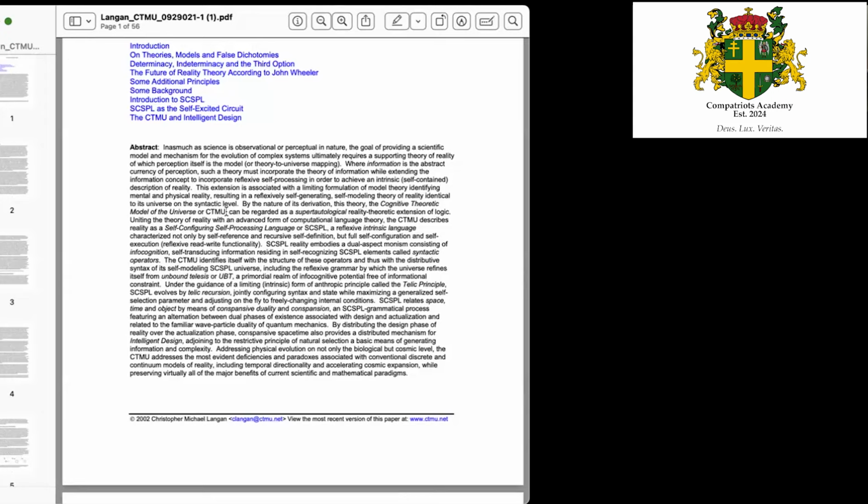So then it can be regarded as a super tautological reality theoretic extension of logic, because logic denotes inclusion within reality. Logic is the structure of truth, and true things exist in the world and untrue things don't. So it would be untrue if I said I saw a unicorn last night, because that's not something, as far as I'm aware, that exists in the world, and certainly I didn't see one yesterday. That is falsehood. It would be illogical for me to say that, because logic is the structure of truth, and that's not something that actually existed in the real world.